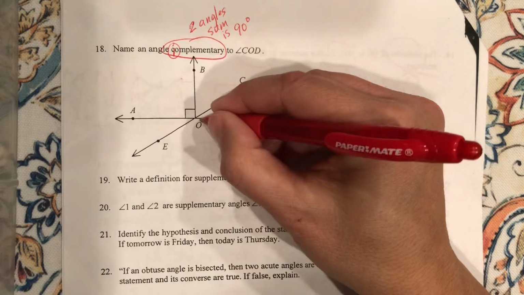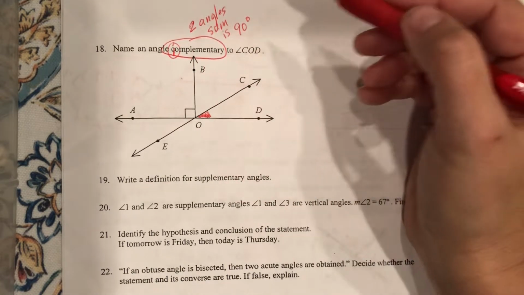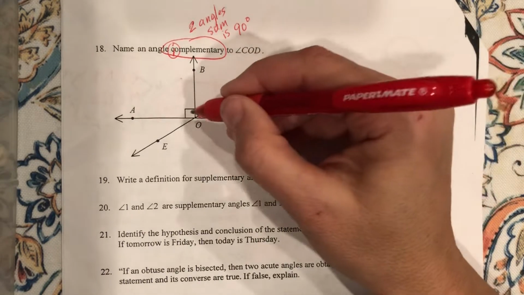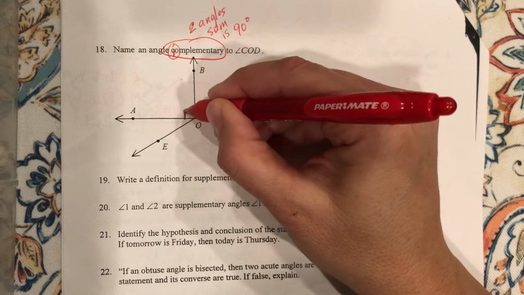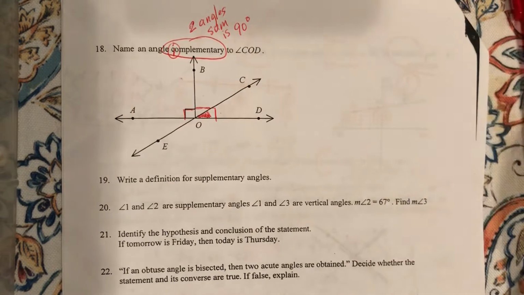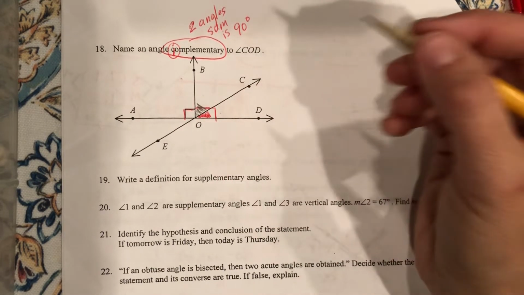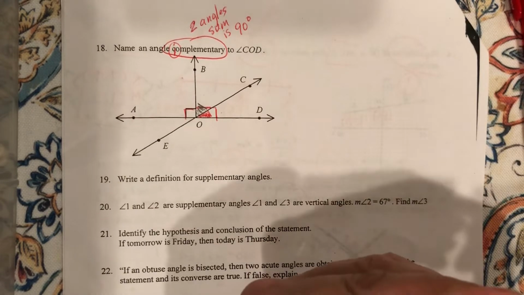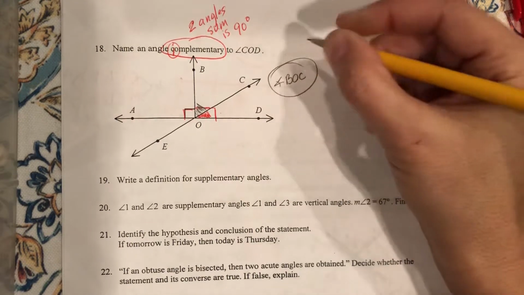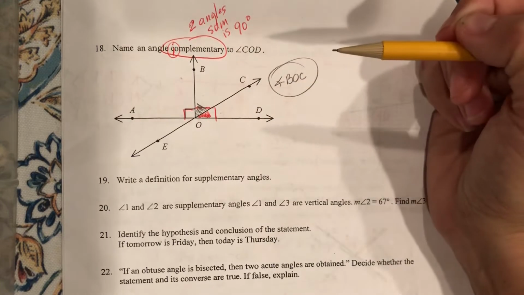So COD is this angle right here. And we're naming an angle that's complementary to it, which means an angle that goes with this one to make 90. Well, by definition, since this is a 90-degree angle and perpendicular, this whole thing is a 90-degree angle and perpendicular, which means this one and this one would add up to 90. So that's angle BOC. That's your answer. Because BOC and COD make up BOD, which is a 90-degree angle.